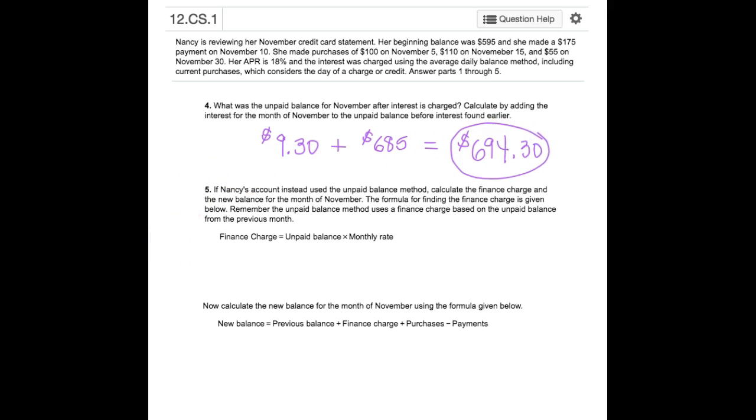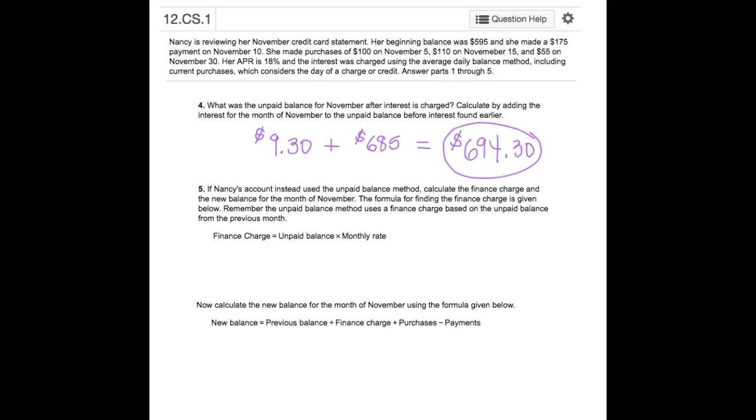Okay. For part 5, it says if Nancy's account instead used the unpaid balance method, calculate the finance charge and the new balance for the month of November. The formula for finding the finance charge is given below, so use this one for the finance charge. Remember, the unpaid balance method uses a finance charge based on the unpaid balance from the previous month. So we're going to go ahead and use the finance charge formula here, and you want to take the unpaid balance, which is what she ended with from the previous month. So from October, she had $595 that was unpaid.